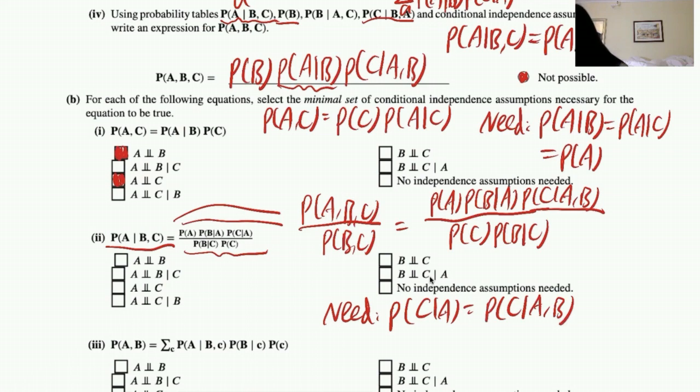Then this basically means that given A, the knowledge of B is not required to compute the probability of C. Basically it means that B and C are independent given A.